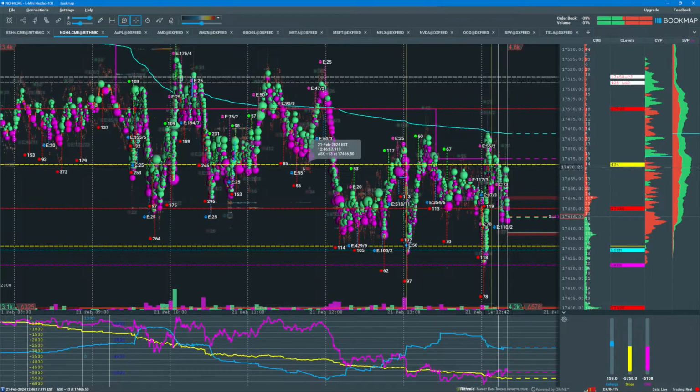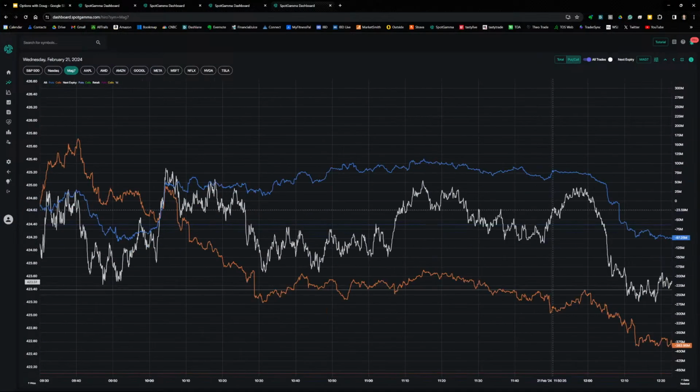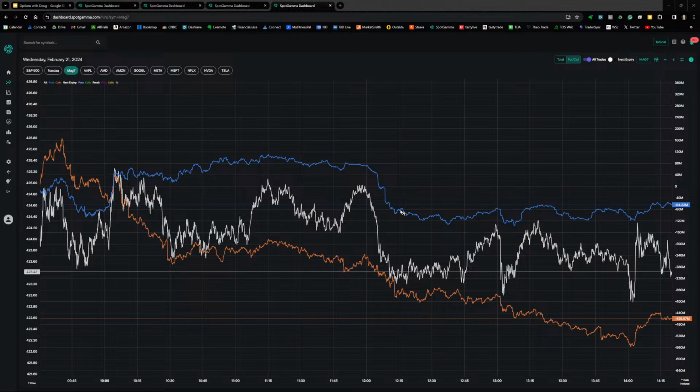All right, so it looks like NQ heading back down towards the lower daily expected move. Also QQQ 424. Let's go back and check Hero. All right, so the put line is flat. Traders have been selling calls pretty consistently.